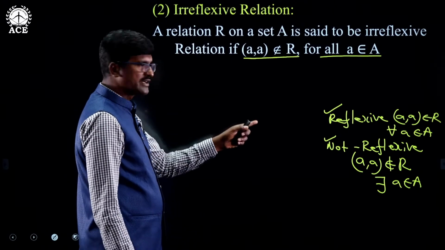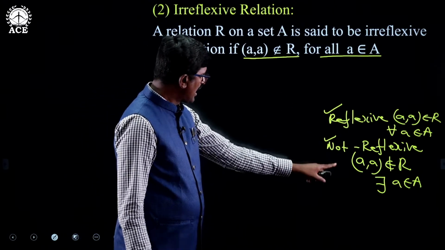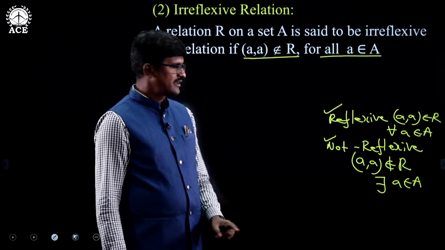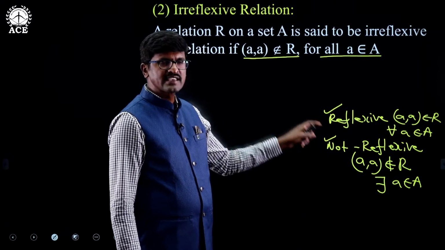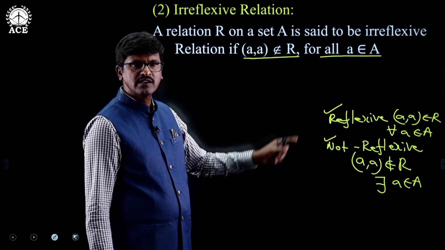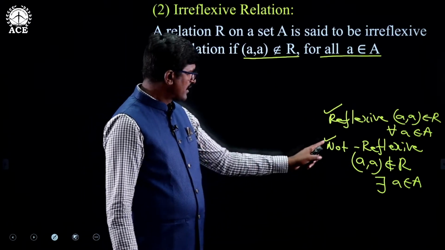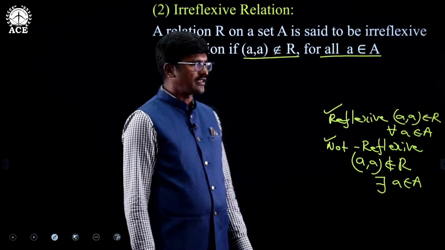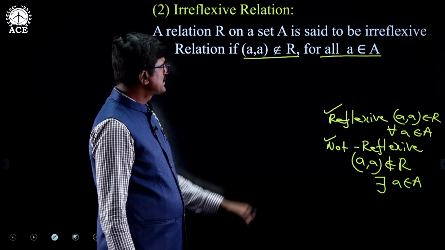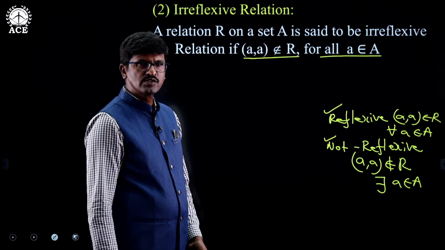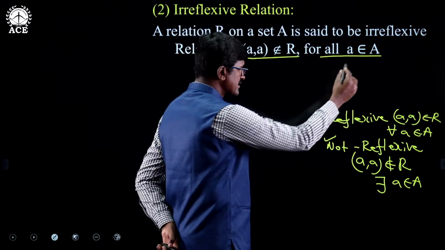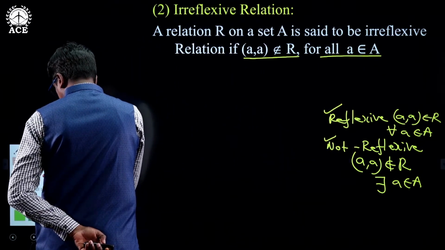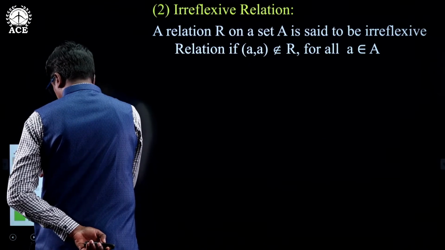This is the main difference between reflexive, not reflexive, and irreflexive. Please remember, not reflexive is not the same as irreflexive. Both of them are two different relations. Not reflexive means for some elements, (a, a) does not belong to R. When it comes to irreflexive, (a, a) does not belong to R for every element in the set A. So this is the main difference between reflexive, irreflexive, and not reflexive.